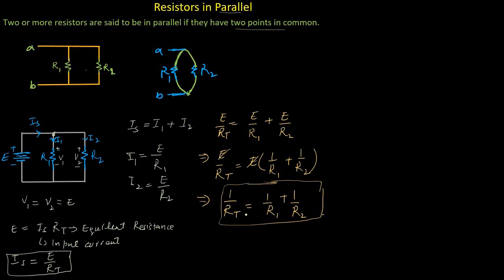Now by simplifying this equation for two resistors, we get 1 over RT is equal to, the LCM being R1 R2, R1 plus R2 over R1 R2. So the resulting equivalent resistance of this parallel connection will be equal to R1 R2 divided by R1 plus R2.